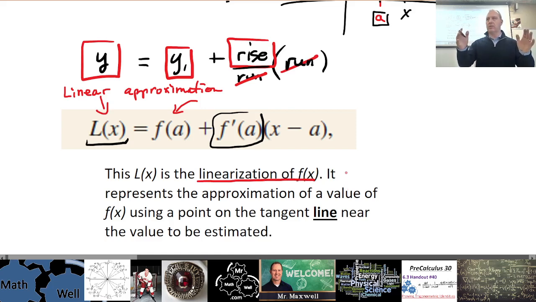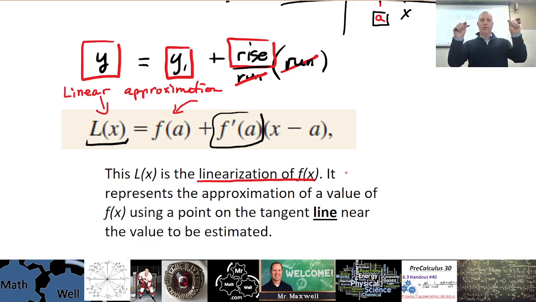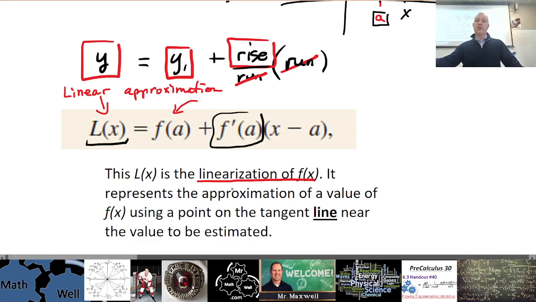So we're going to take that concept of local linearity and we are going to make that curve into a straight line for points immediately surrounding the point of tangency. It represents the approximation of a value of f of x using a point on the tangent line near the value to be estimated.